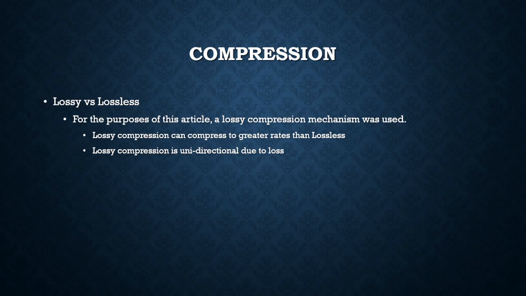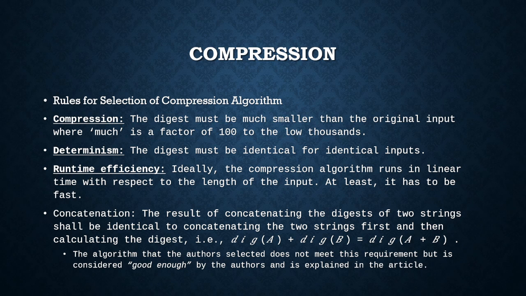But for the purposes of this article, they chose to go with a lossy compression because, number one, you can compress greater. You don't have to keep the original data. And number two, one of the other purposes that will be explained later and seen in the article is for the purpose of anonymous searching. So they chose to go with a lossy compression mechanism.